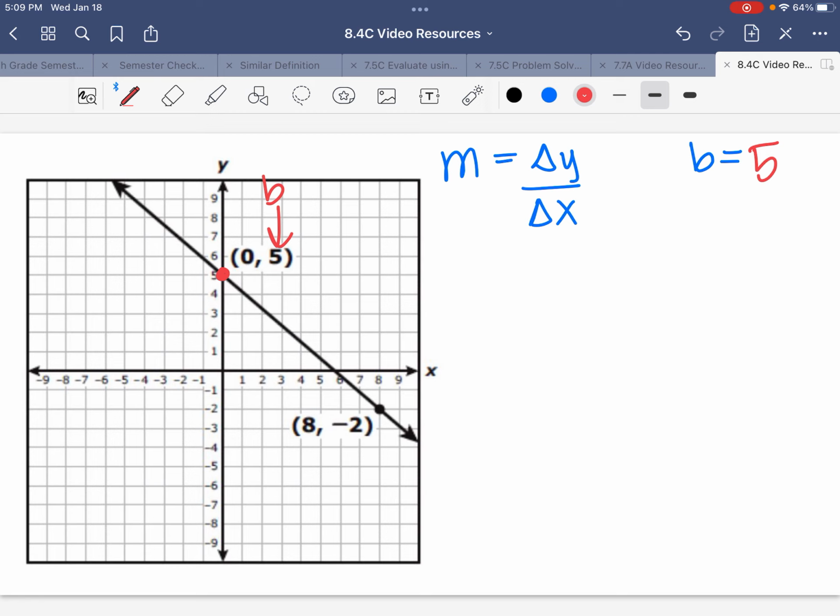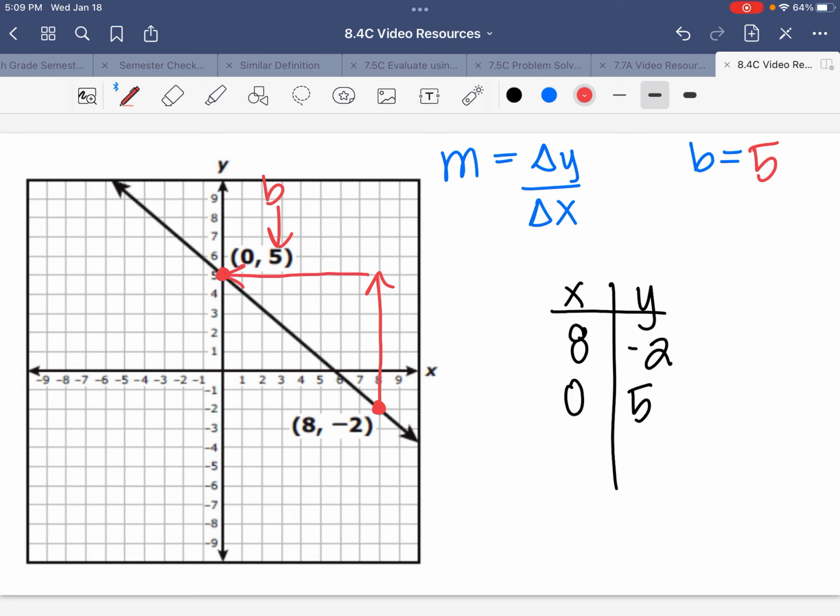And now I just need to find my slope, or my rate of change. They've identified 2 different points for me on the graph, so those will be the points that I'm going to use to create a table for my x and y coordinates. The first one being 8, -2, and then 0, 5. I'm also going to make sure to draw my right triangle going directly up or vertical, and then directly to the left, which is that horizontal change.